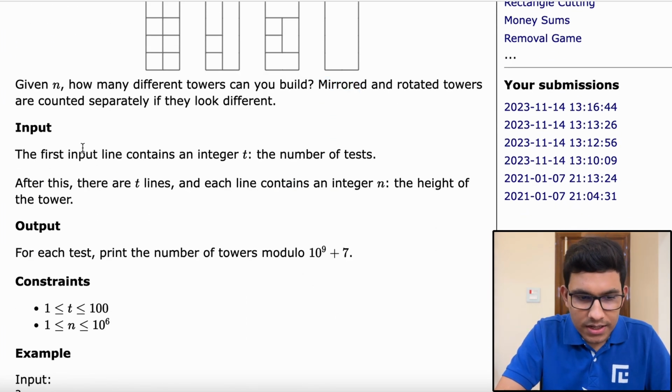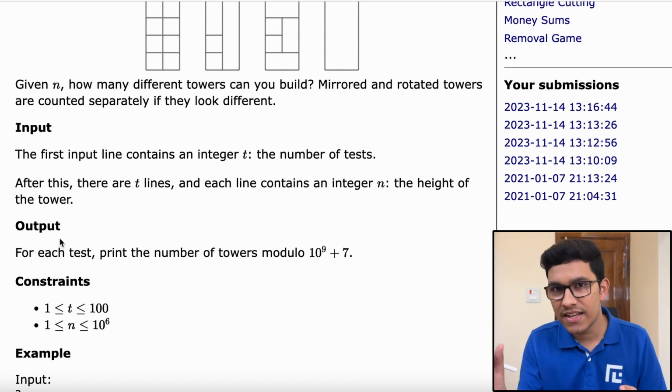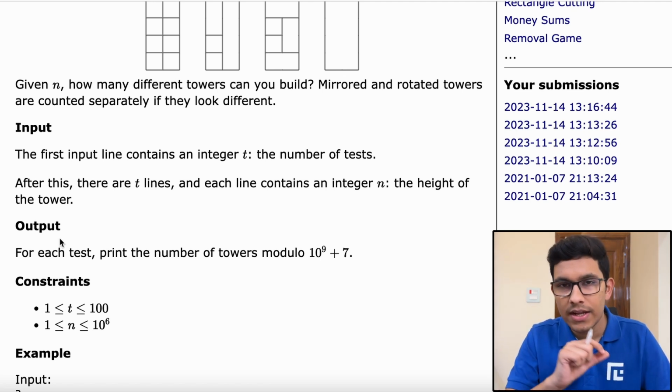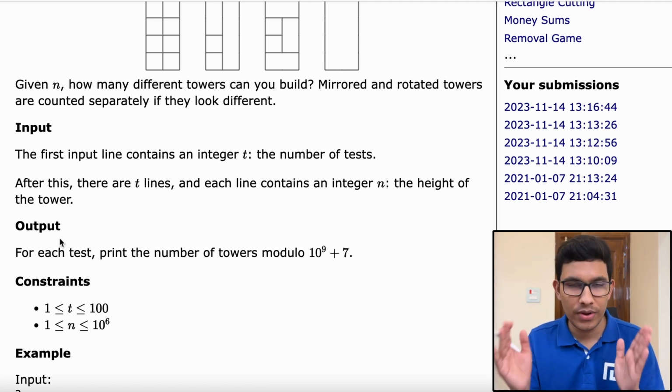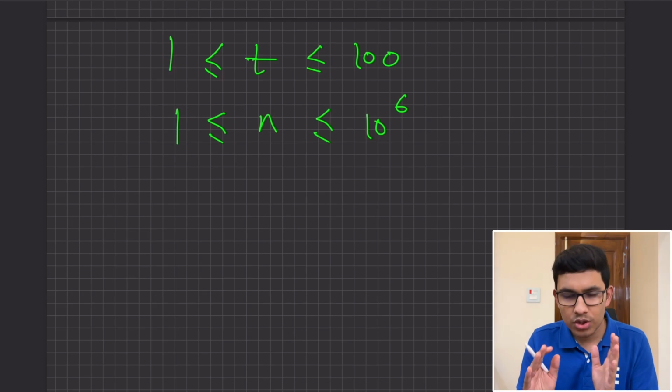Now it's written that you are also going to have test cases here, right? So you're going to be given t test cases, and in every single test case, you're going to be given an integer n. You need to find out the number of different ways you can construct a tower of height n and width 2 for every single test case. So these are the constraints.